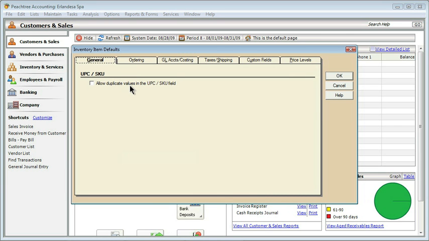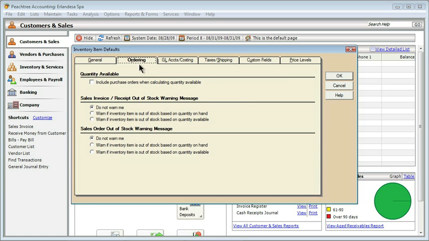Well, if you're not using pre-manufactured and commercially packaged products, you're probably not going to have UPC, but you could. This would be the place if you wanted to have duplicates. How do you handle ordering for your inventory? Do you want to include purchase orders when calculating quantity available? In other words, if I have 5 of an item on hand and I have an outstanding purchase order that I'm going to purchase 10, do I want my inventory to show that I have 5 or 15? As you can see, this can make a really big difference on what you think you have to sell.